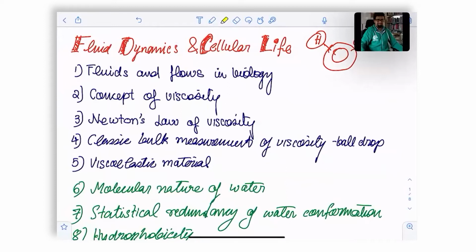And in the coming lectures, we're talking about the concept of viscosity, Newton's law of viscosity, and classic bulk measurements of viscosity. I mentioned something called the ball drop experiment. We'll end this segment with a brief discussion about viscoelastic materials. And in future, I hope you will see some exciting demonstrations in that respect. So let's get to it.